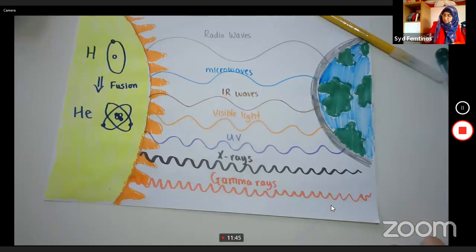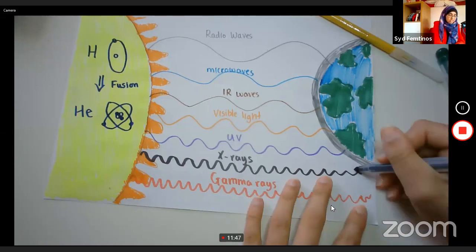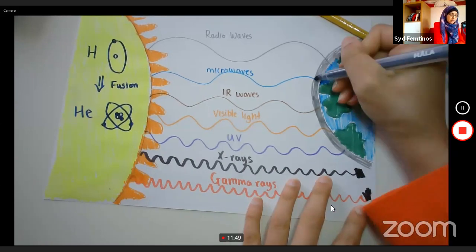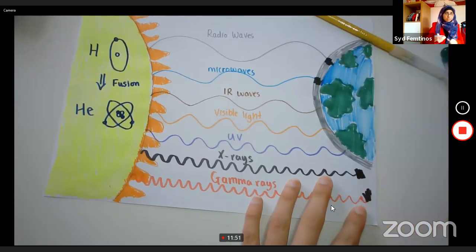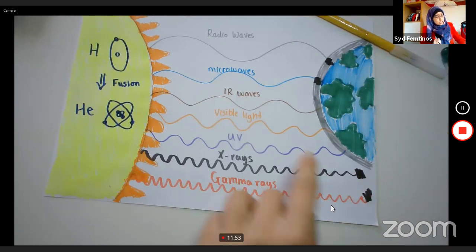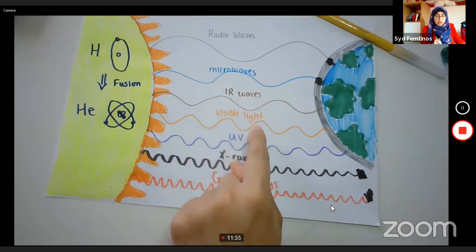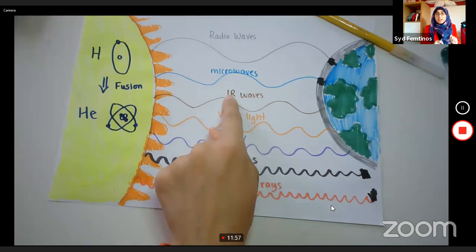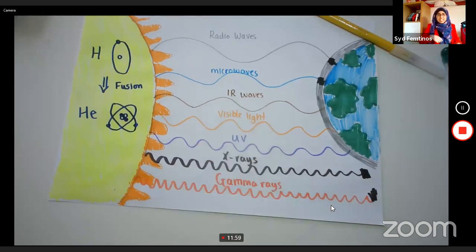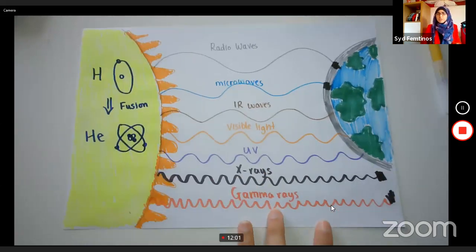So what I'm going to do is cross out the ones that don't reach Earth. So this one gets stopped, this one gets stopped, that one gets stopped, that one gets stopped. Okay, so the ones that reach Earth, 99% of them are these three over here. So are these actually good radiation or are these harmful as well?